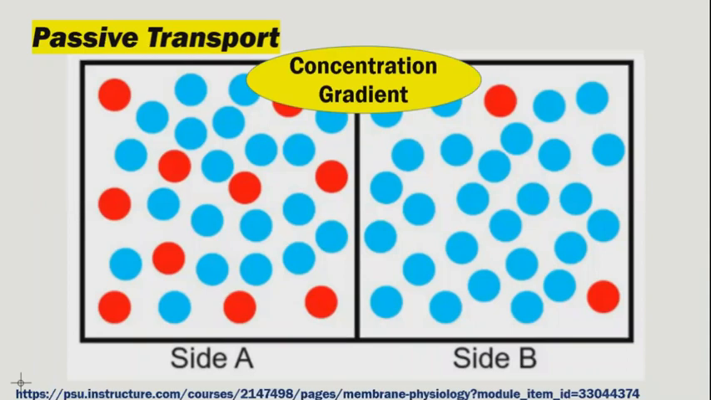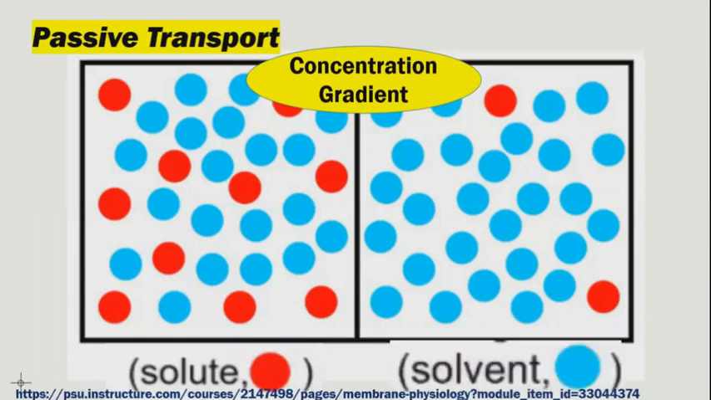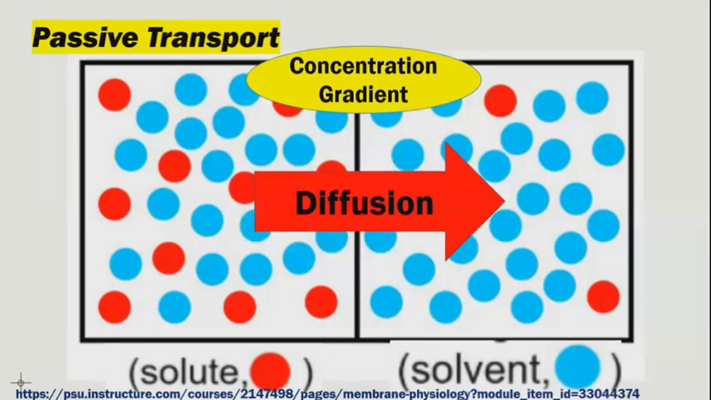So concentration refers to the amount of one substance, a solute, dissolved in a given volume of another substance, a solvent. Now, in this picture, the solute are those red dots and the solvent are the blue dots. Now, like I mentioned, substances move from an area of higher concentration to an area of lower concentration, which is known as diffusion. So these particles are said to move down their concentration gradient.